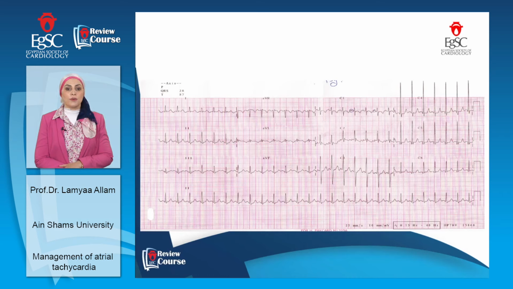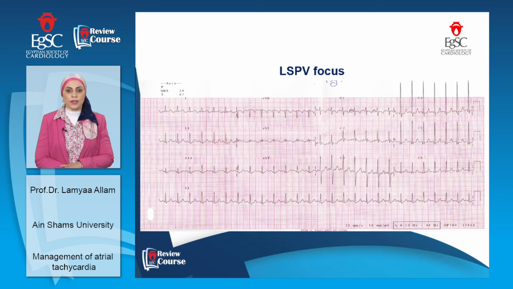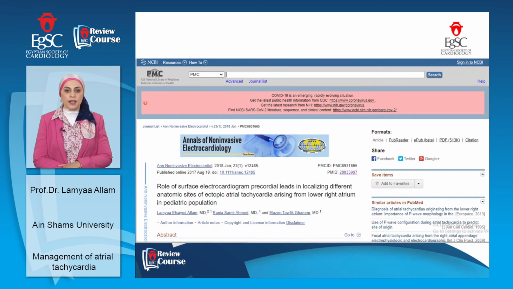Here I see a positive P wave in V1, which is bifid, notched, and I see a positive P wave in leads 2, 3, and aVL, and it is bifid too, so it is most probably a focus arising from the left superior pulmonary vein. And this is the last example. I see a negative P wave in V1 and negative P waves in the inferior leads and in the precordial leads, so it is a tricuspid annulus focus.